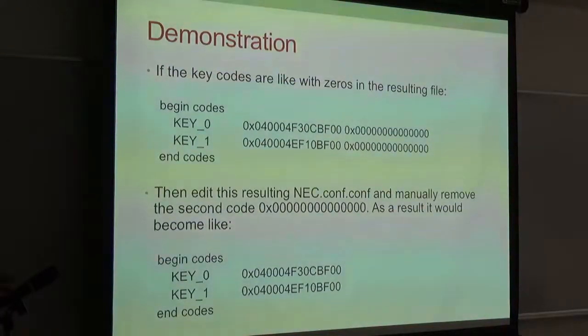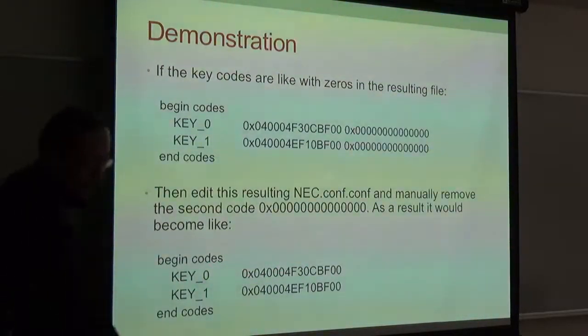So after you learn the IR record, it becomes like this in a config file. So begin codes, end codes. Inside key 0 or key 1, I press like 2 in case. So like this form. Most probably this one is important. All the zeros are not needed, so we will delete these zeros. So it becomes like this in config.